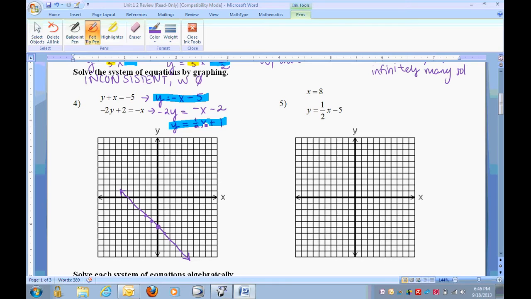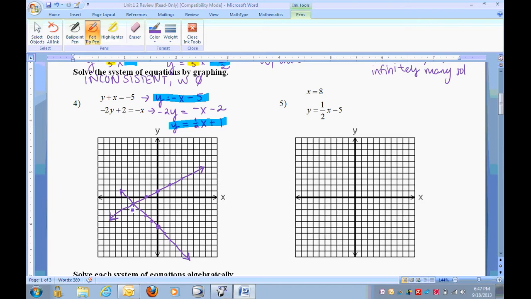Okay, so there's the first equation. And then the second equation has a y-intercept of 1 and a slope of 1/2. So I'm going to rise 1, run 2. I apologize. And then you're going to go ahead and connect those points with your straight edge.